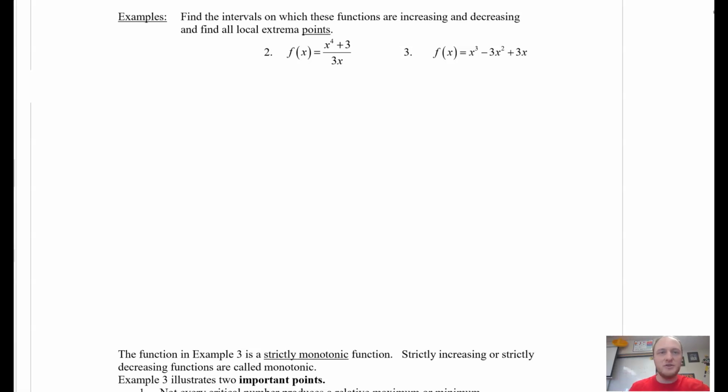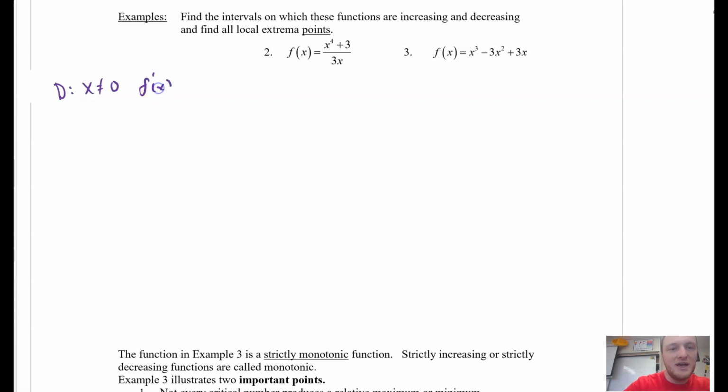So again, what you have to do first is identify where are domain restrictions. Can you not plug any value in? And in this case, x cannot be 0. That would give us a denominator of 0. It's undefined, so we restrict the domain there.